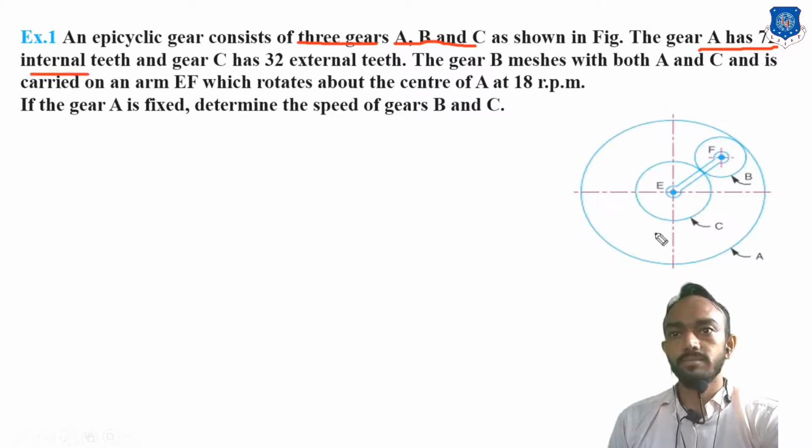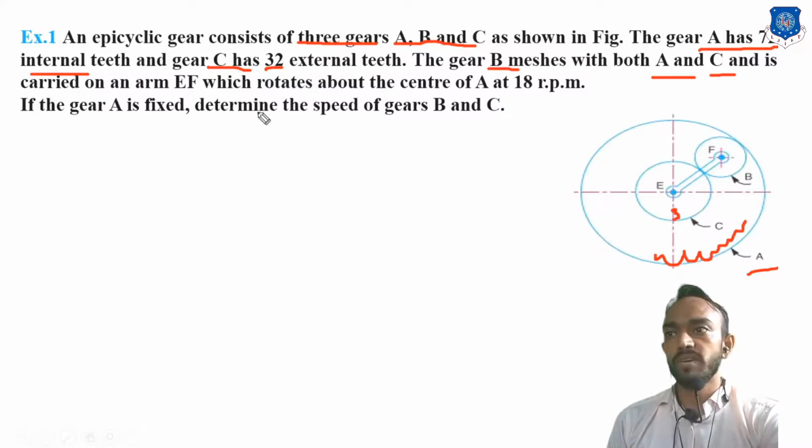Internal teeth means there will be inside teeth. Gear C has 32 teeth, and gear B meshes with A and C. This figure is carried by the arm EF, which rotates about the center A at 18 RPM. So whose RPM is given? The RPM of arm EF is given as 18.